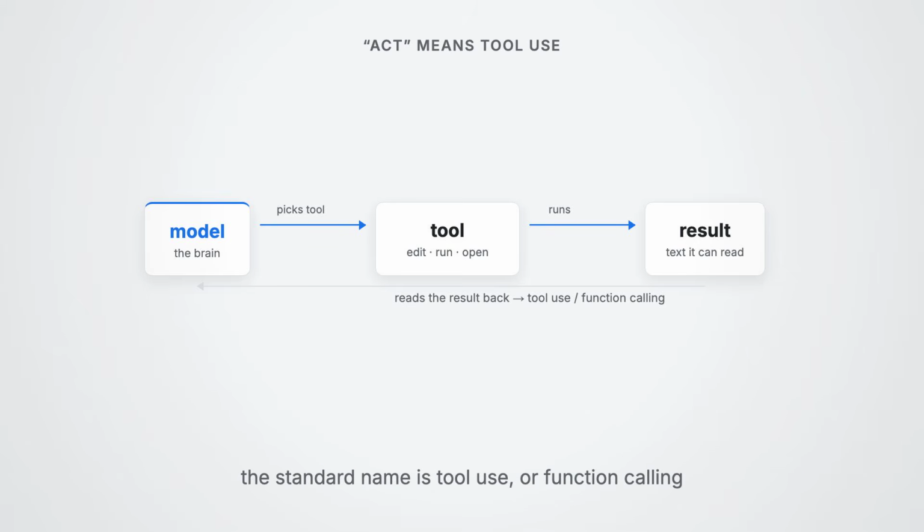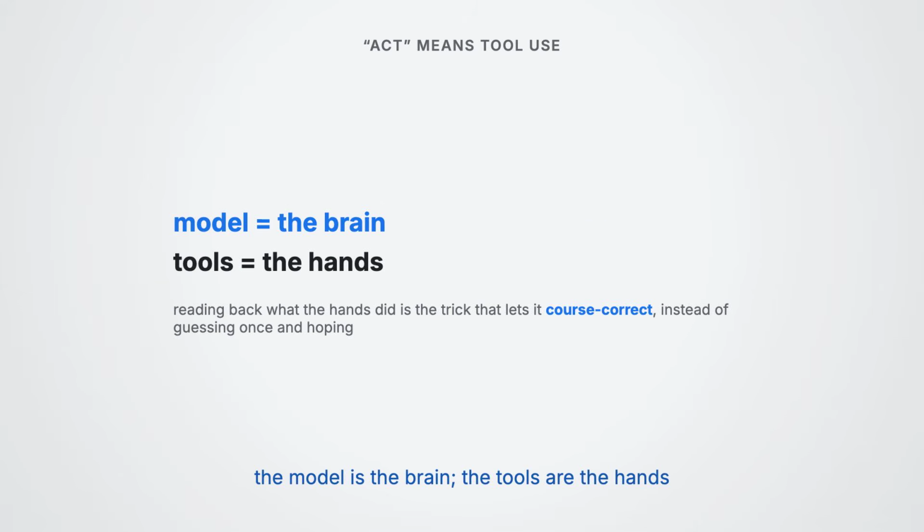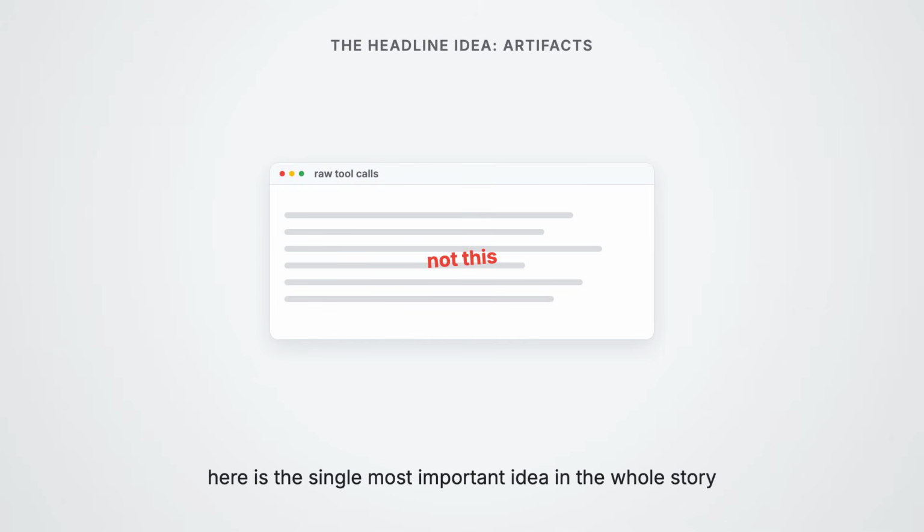The standard name is tool use or function calling. The model is the brain, the tools are the hands. And reading back what the hands did is the whole trick that lets it course correct, instead of guessing once and hoping. Here is the single most important idea in this story.